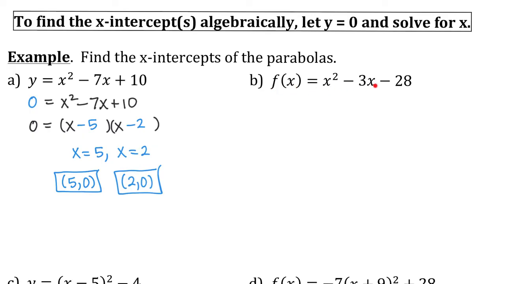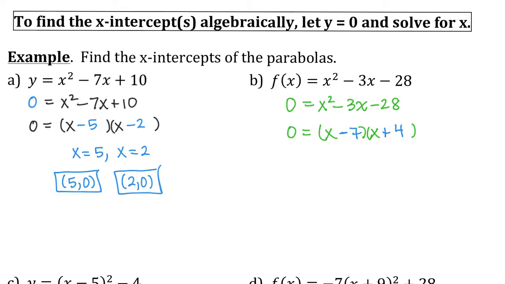This is f of x equals x squared minus 3x minus 28. Remember, f of x is another way of expressing y when we want to be more specific. So I can still make this equal to 0. Now again, because this is in standard form, factoring for now is probably the easiest way to go. And because it starts with x squared, I should be able to factor it. If this is negative 28, what do I multiply? 7 and 4? But it has to add up to negative 3, so let's go with negative 7 and positive 4.